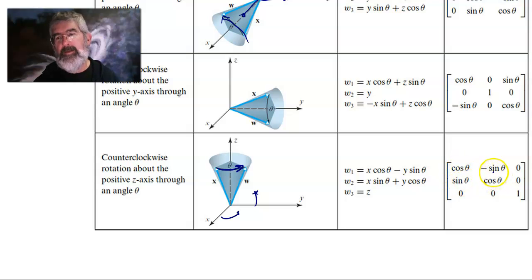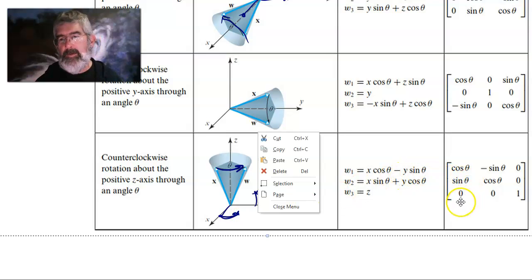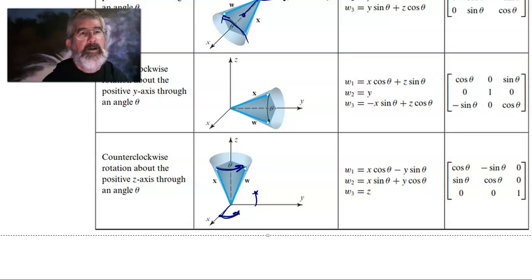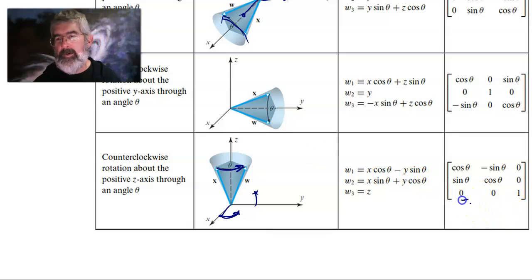Cos theta, sine theta, minus sine theta, cos theta. There's zeros down here because when you look at 1, 0, 0, where does it go? Well, it goes over here. It still has a 0 z coordinate. So there's a 0, just happened. There's still a 0 right here.